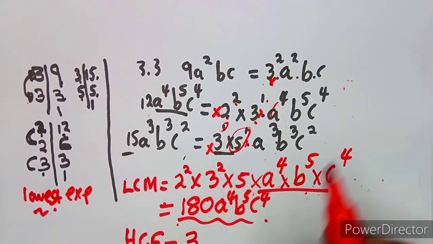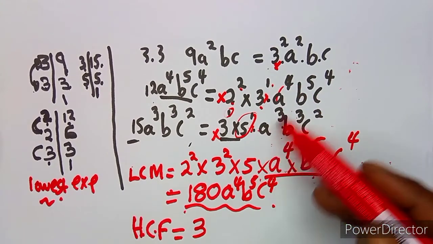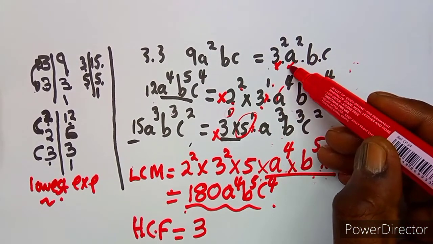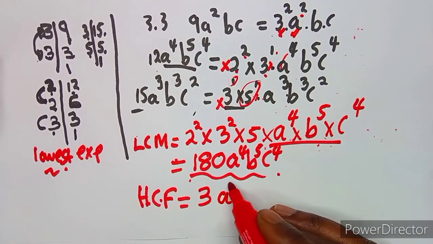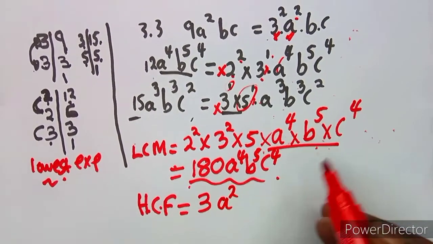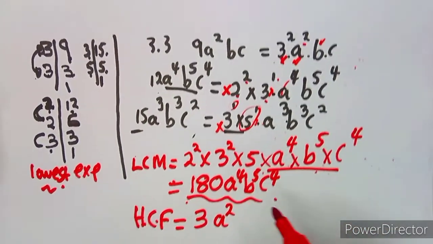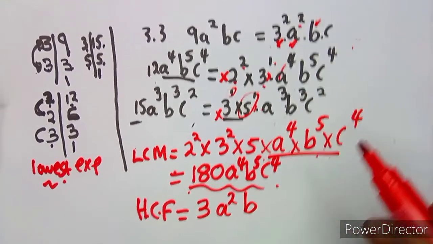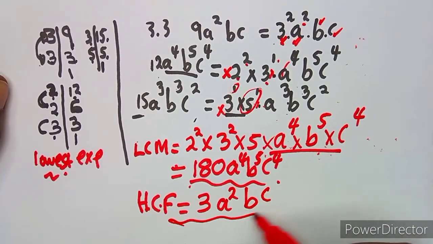All right. You move on to A. A is common, A is common, A is common throughout. But the one with the smallest exponent is this one, A to the exponent of 2. So it's going to be A to the exponent of 2. You move on to B. The one with the smallest exponent is this one, which is B. For C, it's just C. So that is what is going to be your HCF.